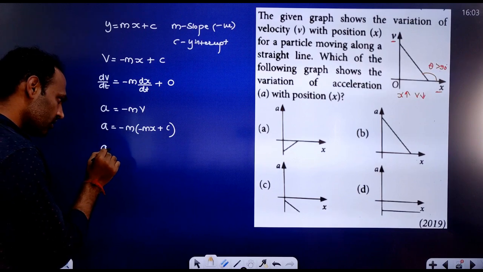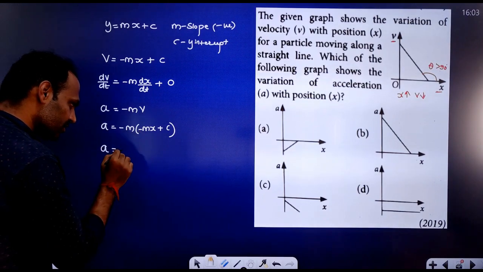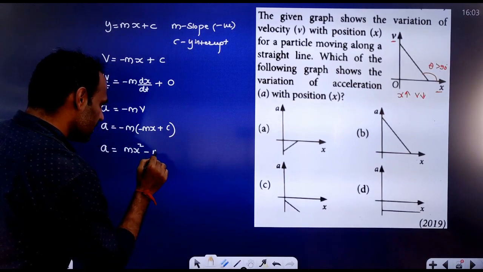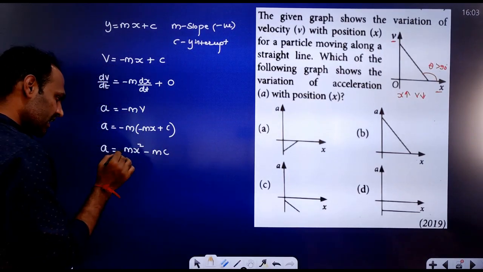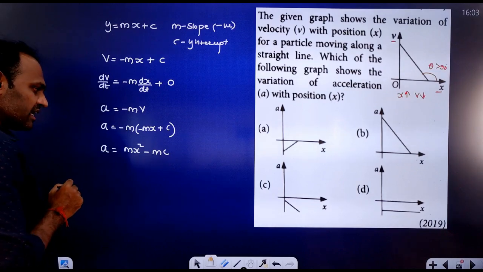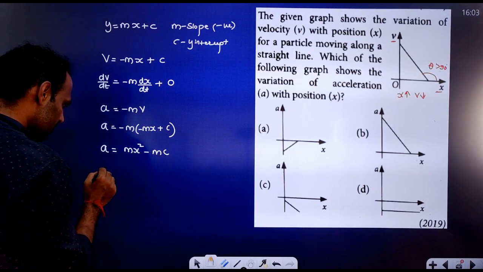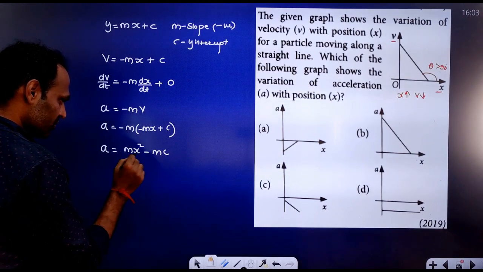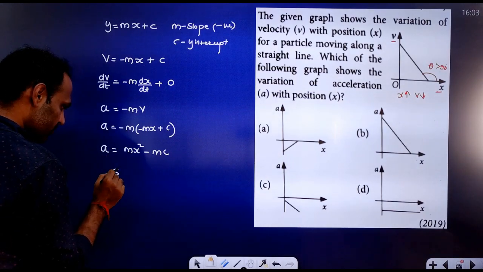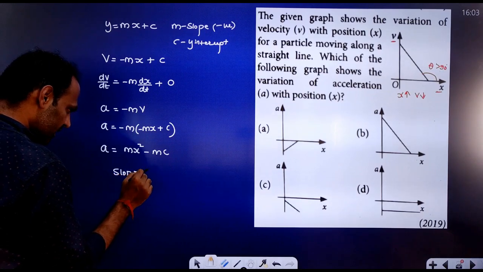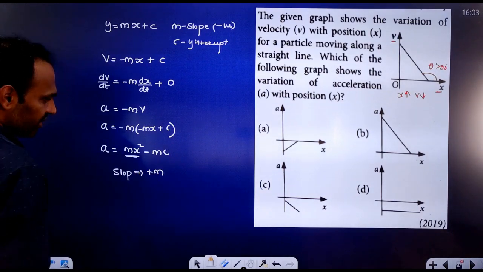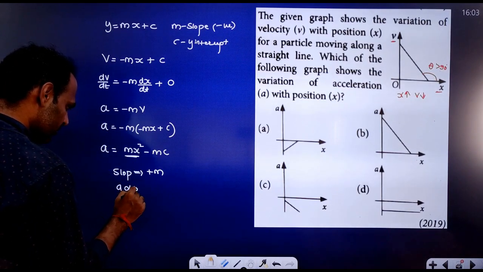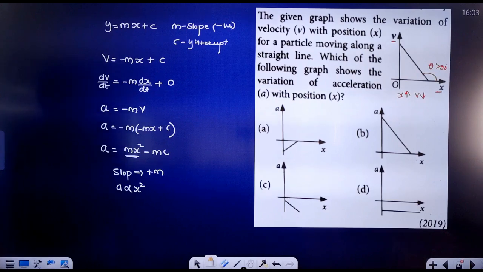So if I multiply minus m inside the bracket, it will be plus mx square minus m into c. So how is a related to x square? From this equation I can say the slope is positive, and a is directly proportional to x square. Right?